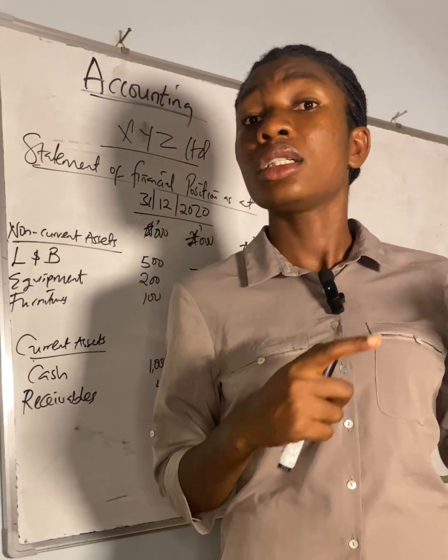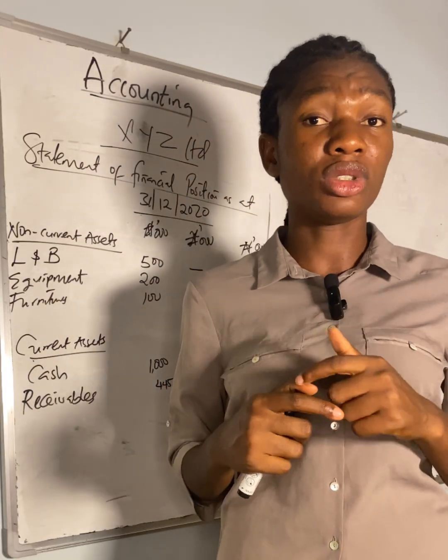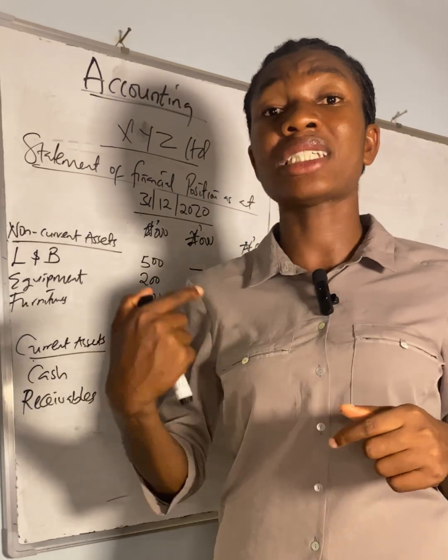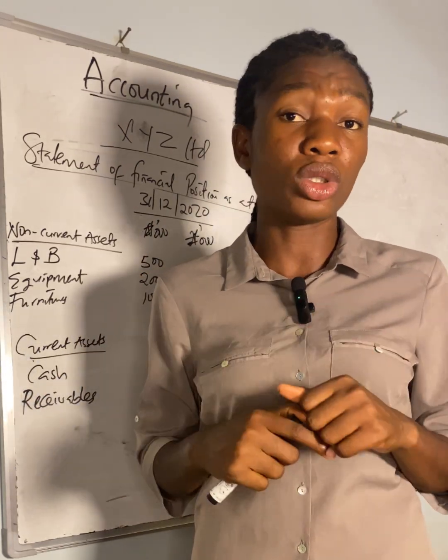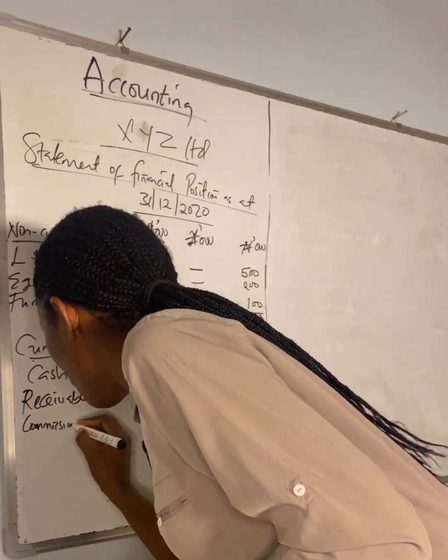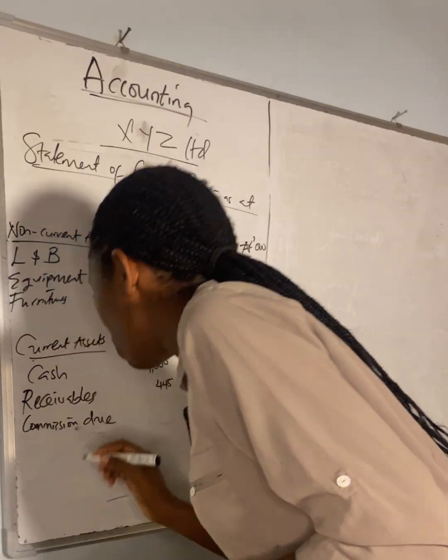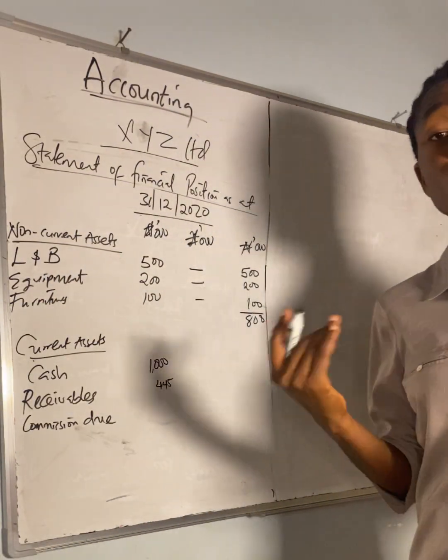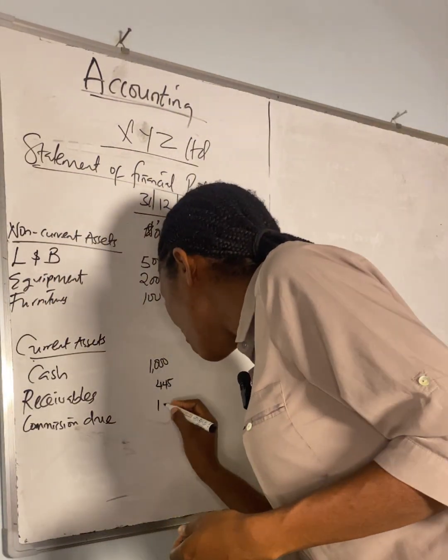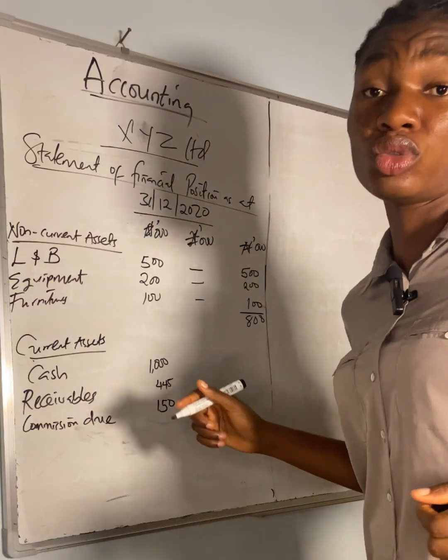So like I said, that money belongs to us even though it's not yet received. At the end of the day, we have to reflect it as an asset. It belongs to us even though it's not with us. So I'm going to bring in commission that is due. Okay, so this is commission that is due. All right, it's due to us but not yet paid. 150,000. Remember, we have suspended zeros, okay?